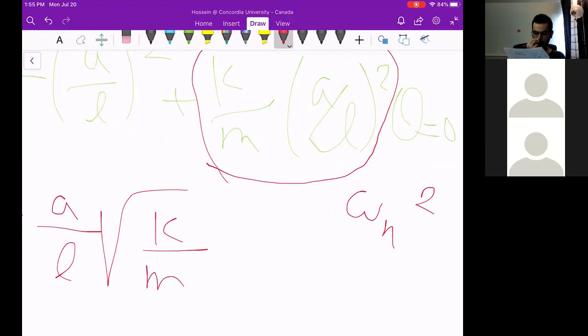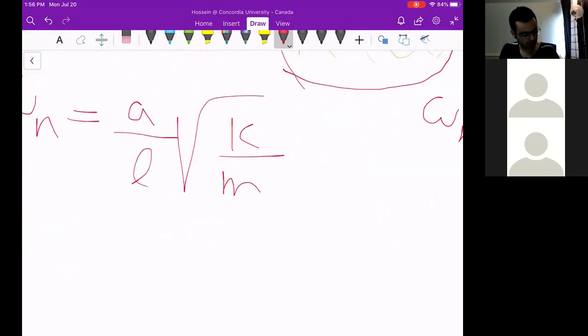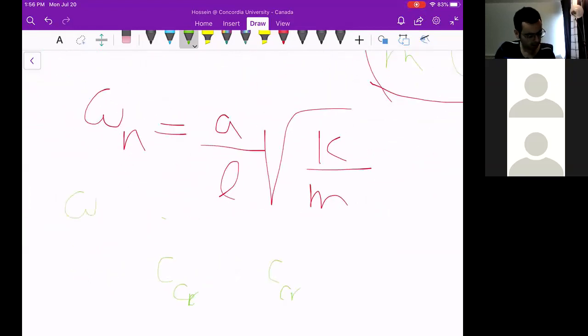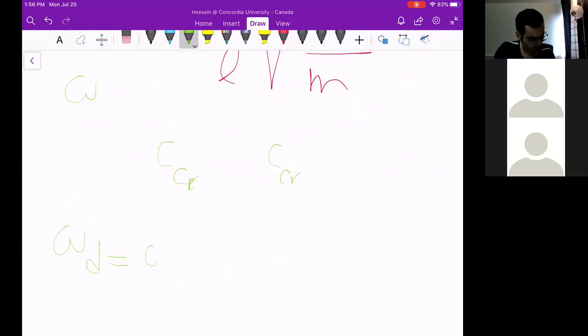Basically, problem 2.41: set up the equation of motion for the system. We already set up the equation of motion. Determine the expression for the critical damping coefficient and the natural frequency of damped oscillation, omega d. This is omega n, and omega d can be simply obtained as omega n times the square root of 1 minus zeta squared.